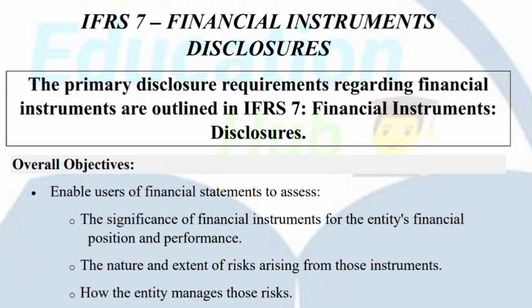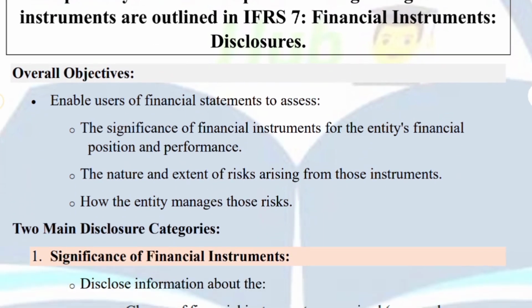Firstly, understanding the importance of financial instruments in the entity's financial position. Second, the nature and extent of the risk that is related with financial instruments. And another one, how to manage these risks. So these are the three things that come under the objective of IFRS 7. Or you can also say that this is the scope covered under IFRS 7, and we will discuss all these points one by one later.